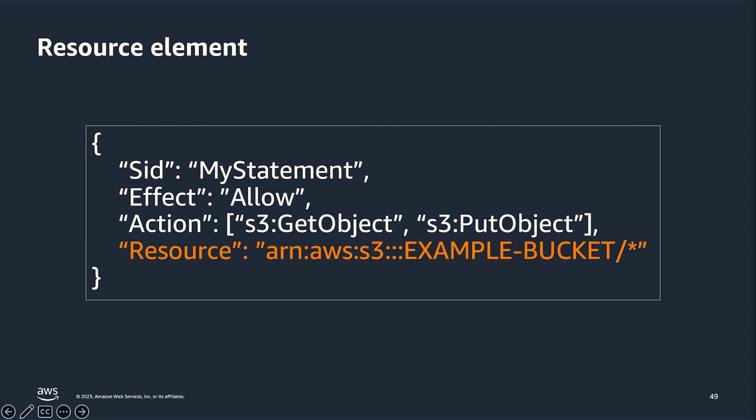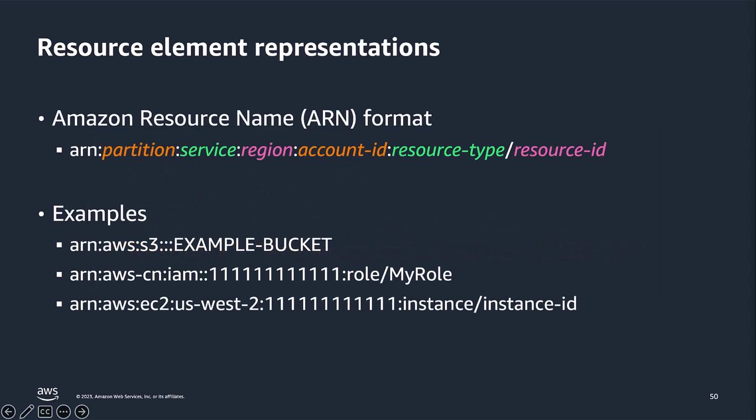Moving on to the resource element. The resource element is a required element that describes a resource or set of resources against which the actions in the statement are allowed or denied. Resources are specified using Amazon Resource Names, or ARNs, which we said were unique identifiers for AWS resources. Take a look at some example ARNs on the slide. Notice that not all resources include every part of the ARN. An S3 bucket, for example, does not include an account ID or a region. An IAM role does not include a region. So once again, you should reference the documentation to figure out what the proper ARN format is for the resource that you're referencing in your IAM policy.